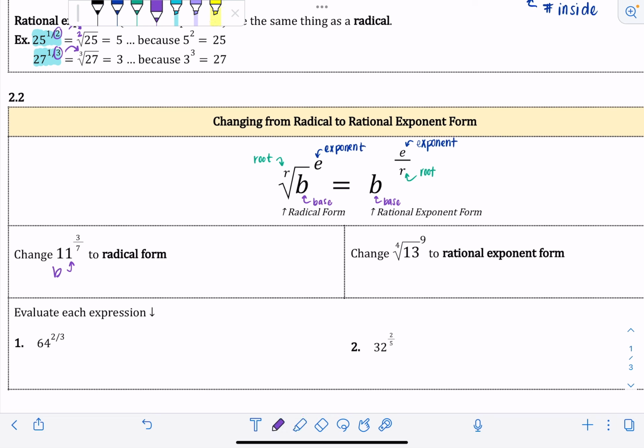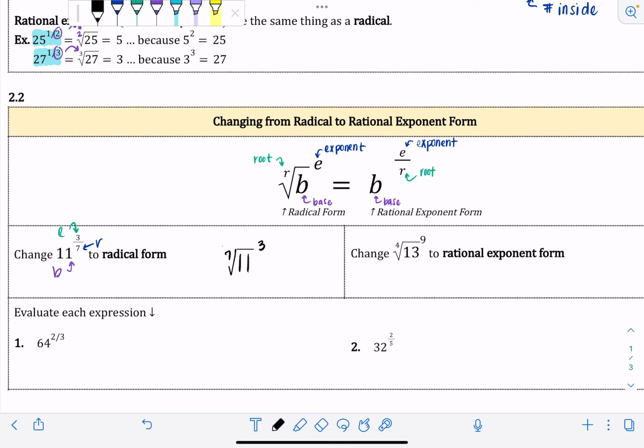So B is base, and then the E is the numerator of the fraction, and then the denominator of the fraction is R. So I'm going to take that B, E, and R, and I'm going to substitute it into this formula. So the B is what goes inside the radical, so my 11, and then the R is going to end up being my root, so that was the denominator of the fraction, the 7. And then the numerator of the fraction is my exponent, so I just put that as an exponent up here.